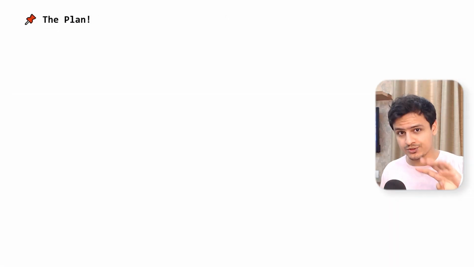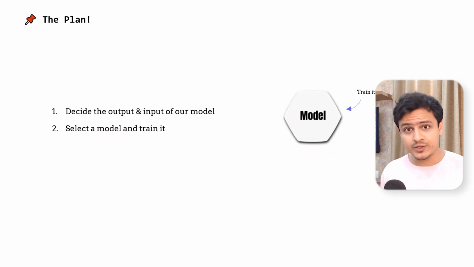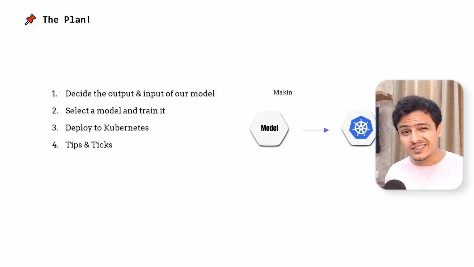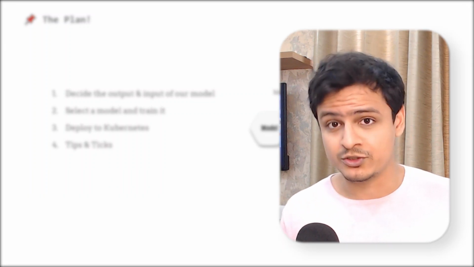It's a 4-step approach. First, decide the output and inputs for our machine learning model. Then we select a model and we train it. We'll then integrate the setup with Kubernetes, and finally, I'll share some important notes to run all of this in production. Let's call that tips and tricks.